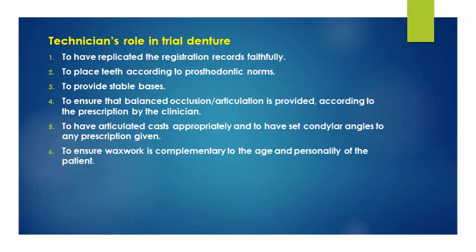The technician's role: any step made in the trial denture should be recorded well so that the technician can make it in the final denture. So the technician should replicate the registration, do the recording according to the prosthetic norms, and provide stable bases, very important, stable bases here. Ensure the balanced occlusion technique, have the articulated cast appropriately, with good articulation and mounting, and ensure the waxwork is completed well. And thank you for your listening.